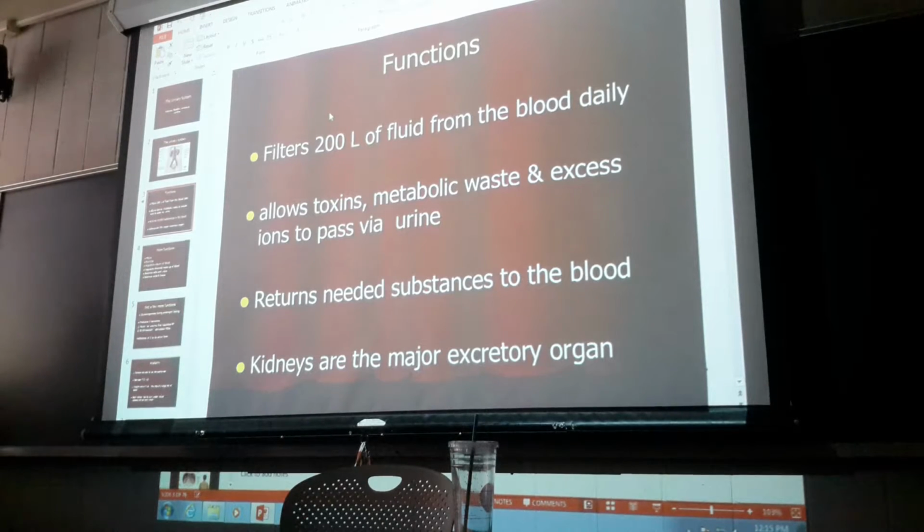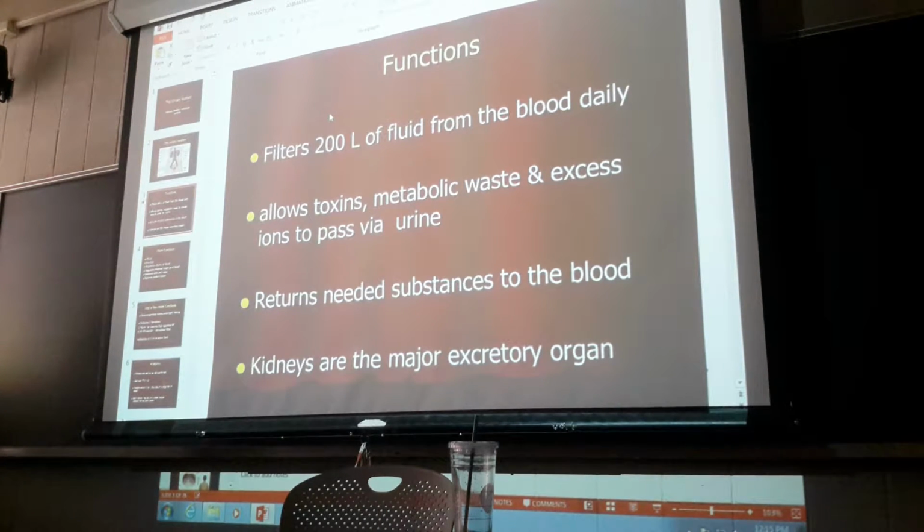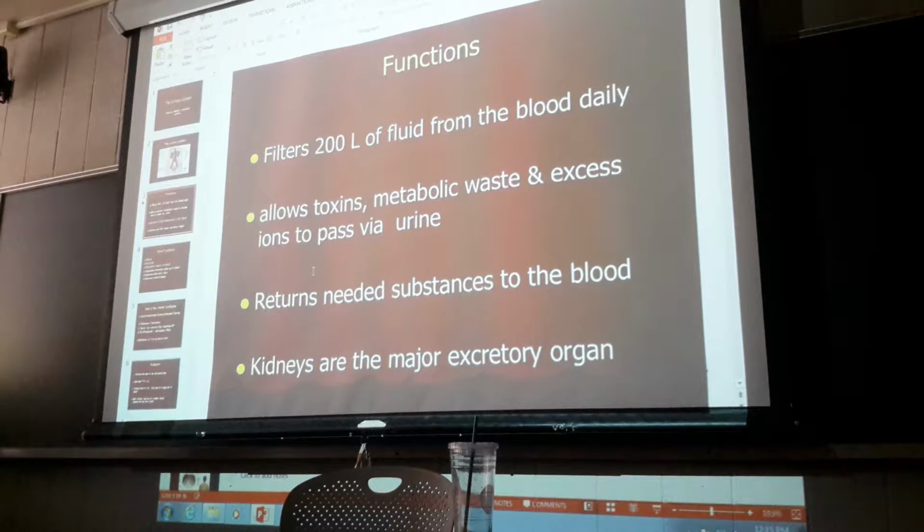We actually only excrete 1% of what we filter. Everything else, 98% gets returned back to our body. But the kidneys are filtering it, reclaiming what we need, water, and then the ions, and then we're going to get rid of the things that we don't need, like our toxins and our waste. Uric acid is a byproduct, so we're going to push things out via urine. We're going to return 98% of the stuff back into the blood because we need to reclaim that. And the kidneys are our major excretory organ.